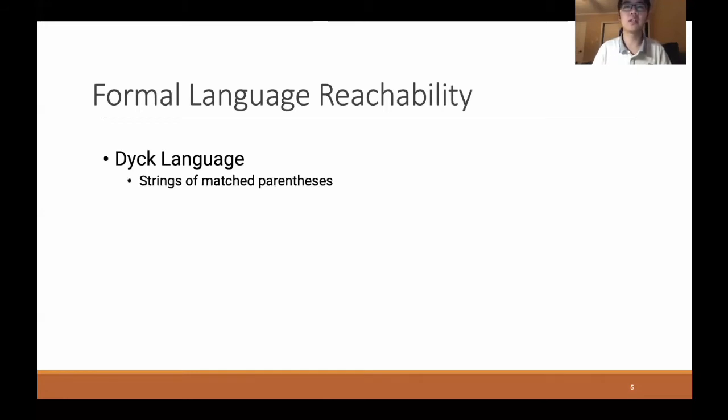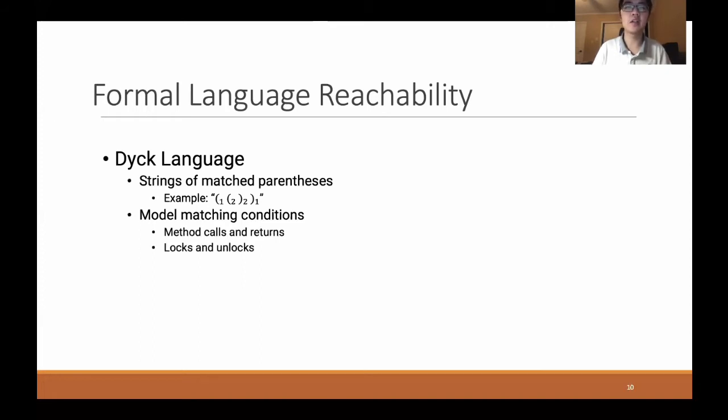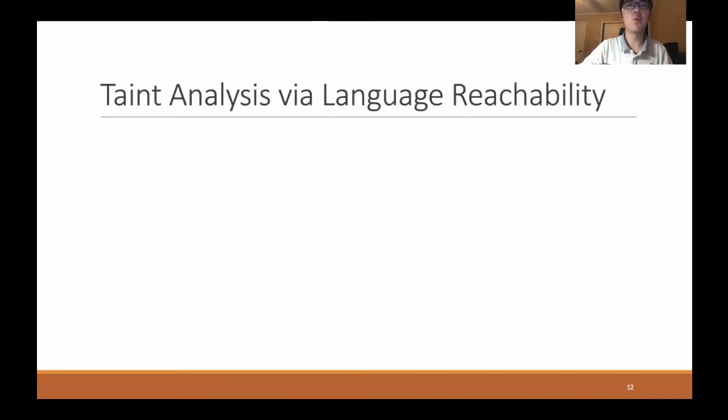A Dyck word is a string of balanced parentheses. It is often used to describe matching conditions in the flow, such as method calls and returns, locks and unlocks, pointer references and dereferences. In our taint analysis example, we want the language to capture some matching conditions.